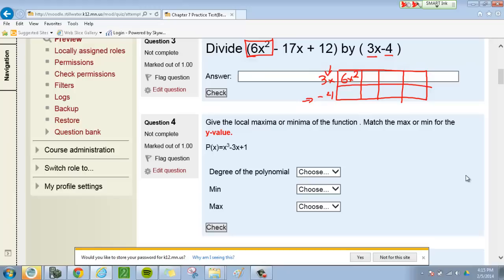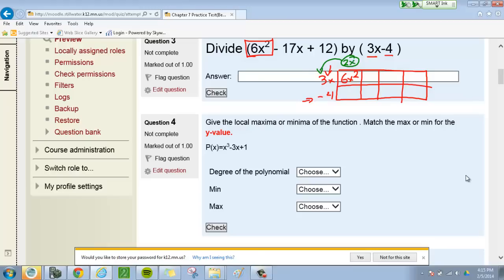So now we want to try to figure out what is this right here. We have to ask ourselves, this times this number will give us the 6x squared. So what times 3 is 6? Well, that's 2. And what times x is x squared? Well, that's just an x.